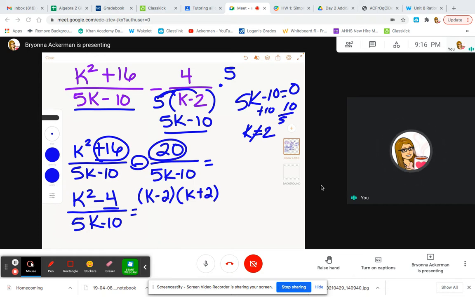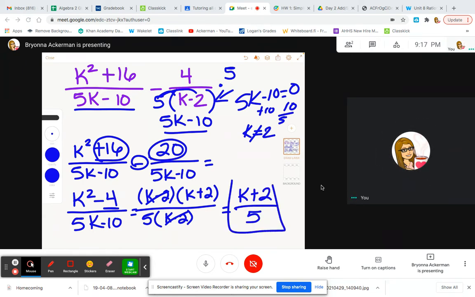On the bottom, if I pull out a 5, that's kind of silly because I just multiplied it over here to get a common base. But if I put it back, I get this, and now I can simplify my answer better. These are going to cancel, and your final answer will be k plus 2 divided by 5. The restriction here is k cannot be 2, and we found that before we canceled things out.